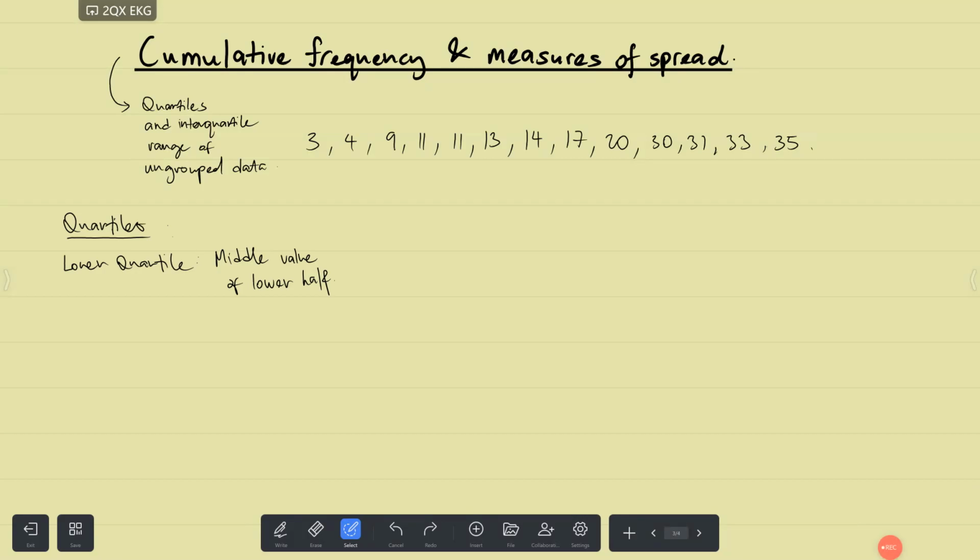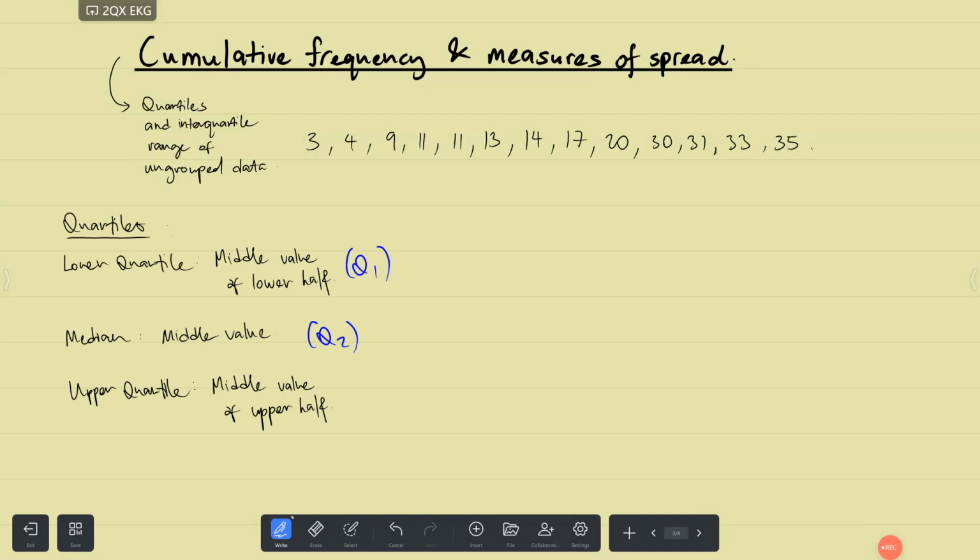Of course, we need to talk about what the lower half means. It's determined by the placing of our median, which is a middle value. Having the middle value showcases the lower half and the upper half. The upper quartile is the middle value of the upper half. We have short names for them: median as our Q2, lower quartile as Q1, and upper quartile as Q3.